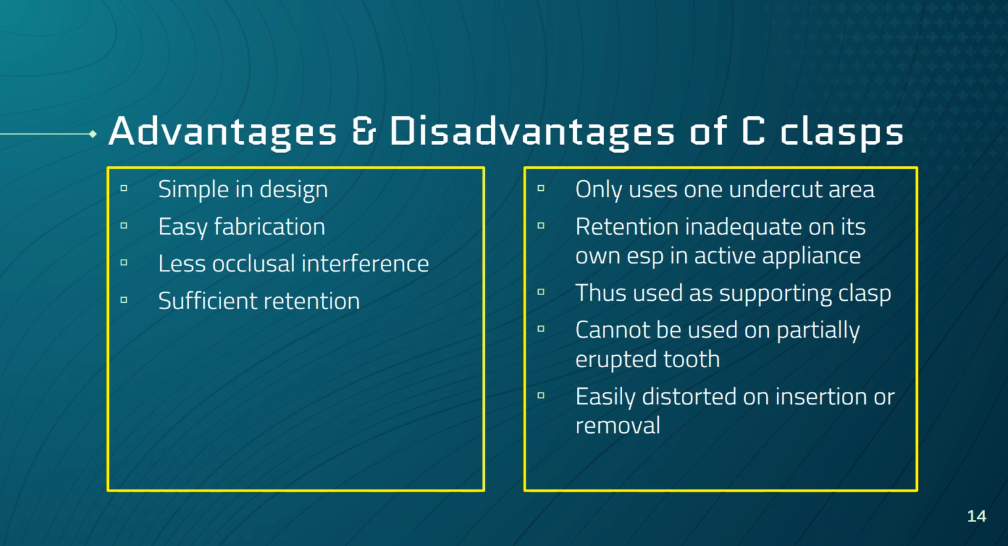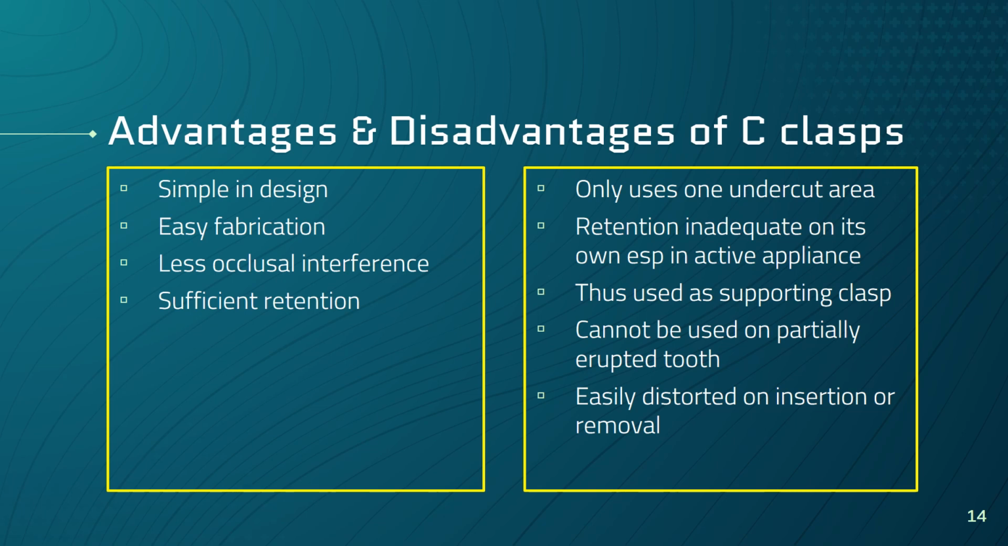What are the advantages and disadvantages of the C clasp? The advantage is the C clasp is very simple in design, which means it's easy to fabricate. It has less occlusal interference since it has only one flyover arm, and there is sufficient retention from the clasp, although not as much as an Adams.